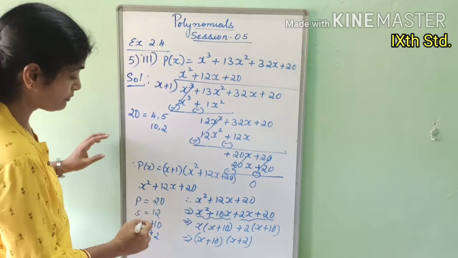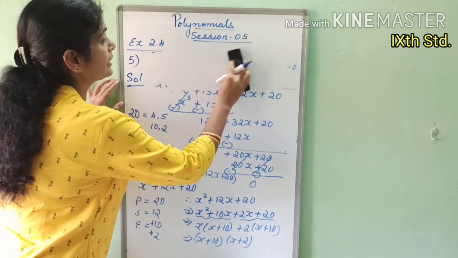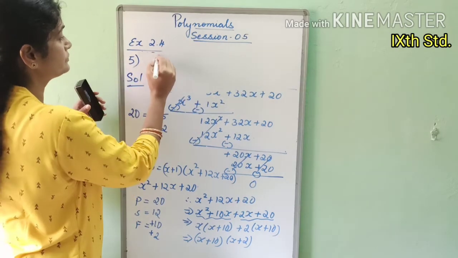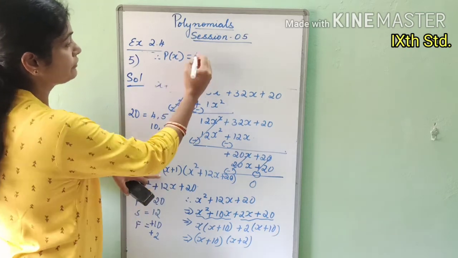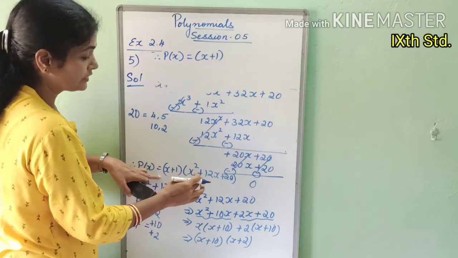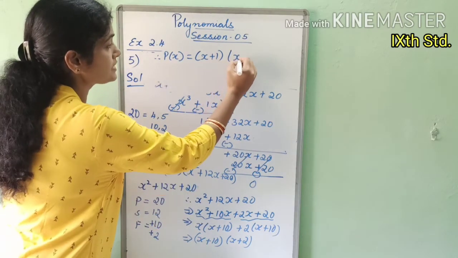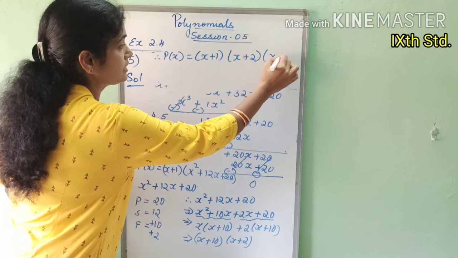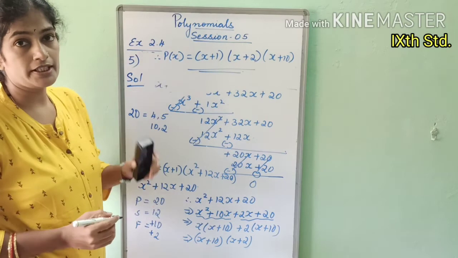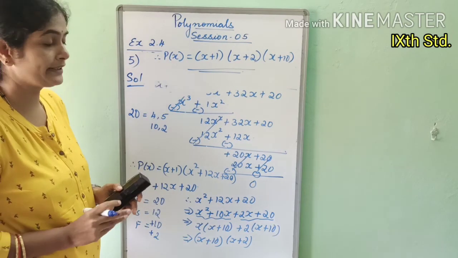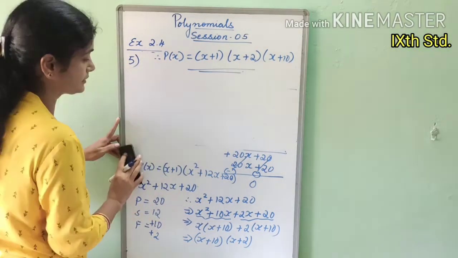Therefore, how can you write p of x? I'll write it here. Therefore, p of x is equal to, what are the factors? One factor you have got is x plus 1. The other two factors after factorizing this quadratic polynomial are x plus 2 and x plus 10. Correct? So these are the factors of that cubic polynomial. Now we will see the last bit of this question.